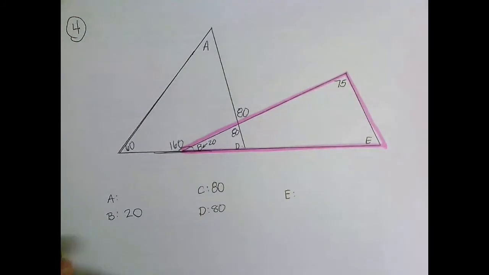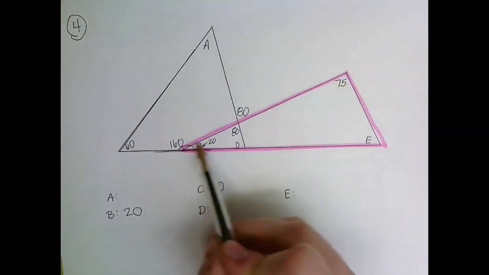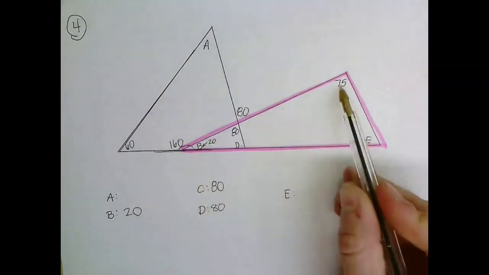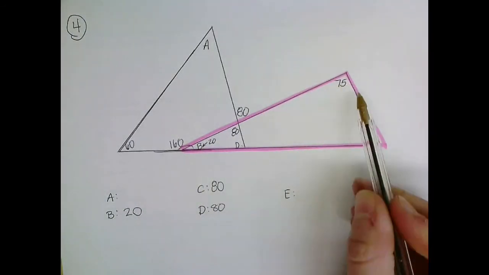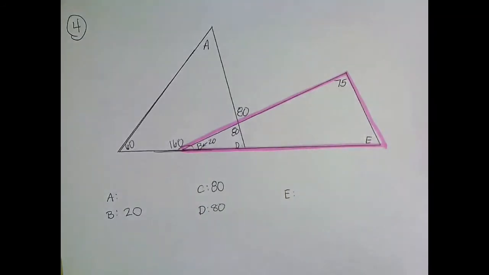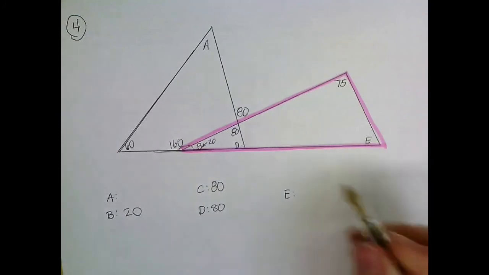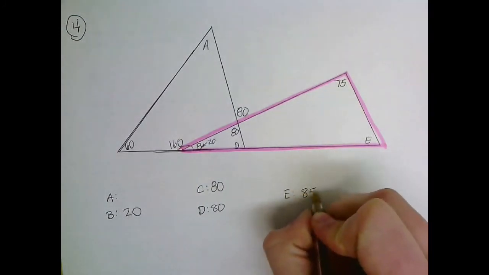So in pink, I've highlighted our triangle on the right. We now know that B, this point over here, is equal to 20, and this angle up here is equal to 75. So when I add 75 plus 20 plus E together, it has to equal 180. Well, that means that E is going to have to equal 85.